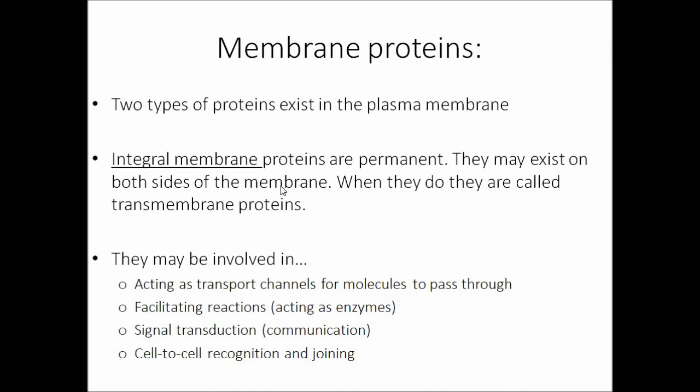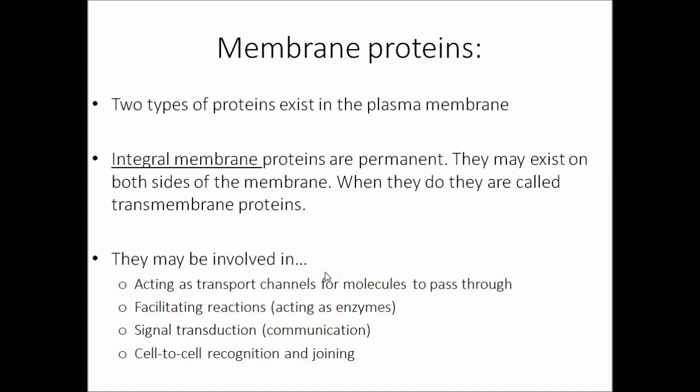They may exist on both sides of the membrane, so perhaps they exist on the bilayer side that faces the extracellular, or perhaps they only exist on the intracellular side. And when they do exist on both sides, we can call them transmembrane proteins. We'll look at a diagram in the next slide, but these transmembrane proteins just span the entire membrane rather than other integral proteins that may just be on a single side of the bilayer. Functionally, they may actually be involved in a lot of different things.